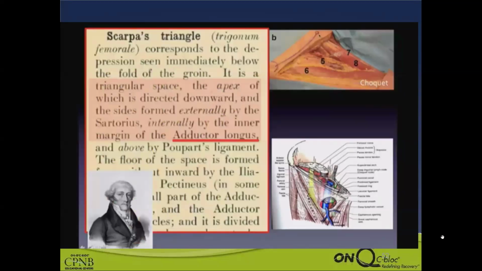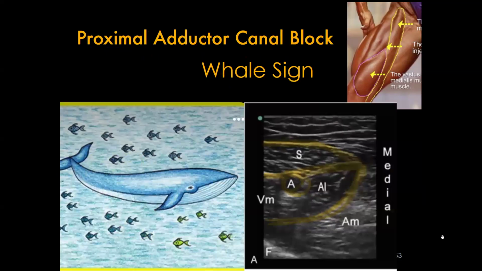All right, so back to Scarpa's triangle. Triangular space at the apex, which is directed downward. The sides are formed externally by the sartorius, internally by the internal margin of the adductor magnus, and then above is the ligament. So here's the whale sign that everyone's talked about. Adductor longus, sartorius, with the artery in the middle. And this is going to be on the higher side.